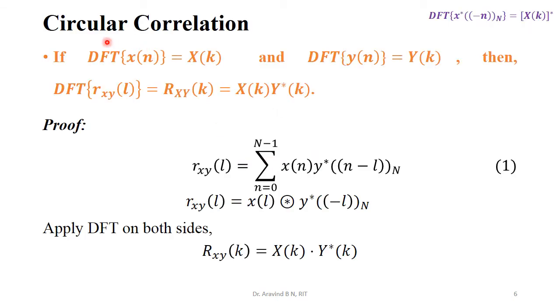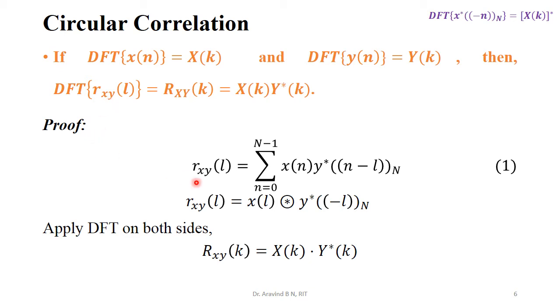So let us get into the property circular correlation statement. If DFT of x of n is equal to X of k and DFT of y of n is equal to Y of k, then DFT of Rxy of L is equal to Rxy of k equal to X of k Y conjugate of k. Remember, here two different signals are being taken, x and y. Therefore, it clearly refers to the cross correlation concept.